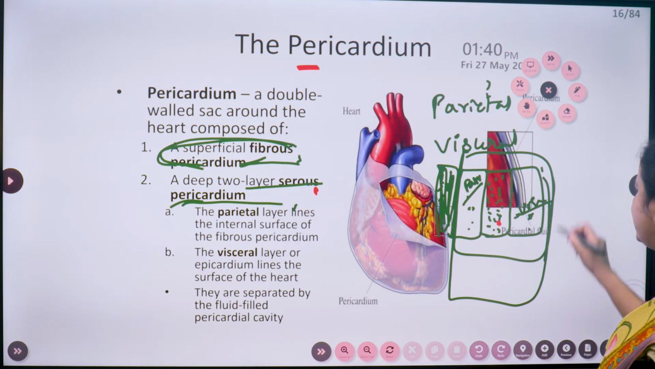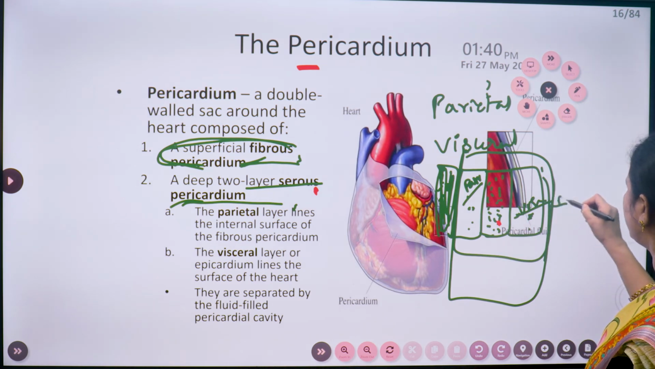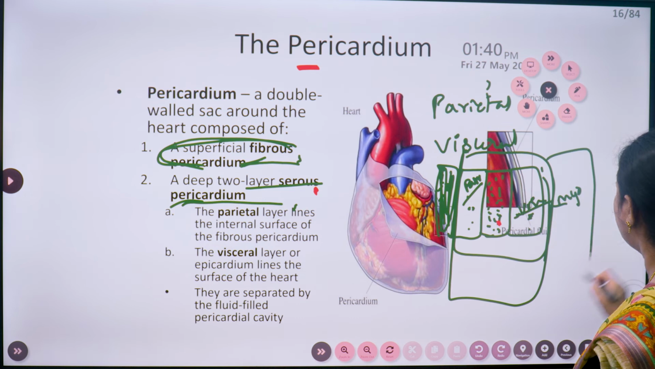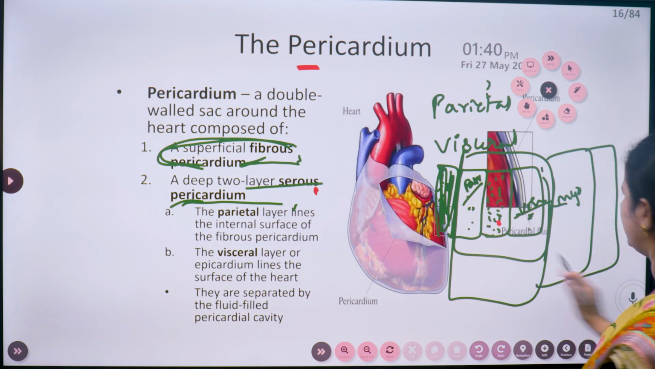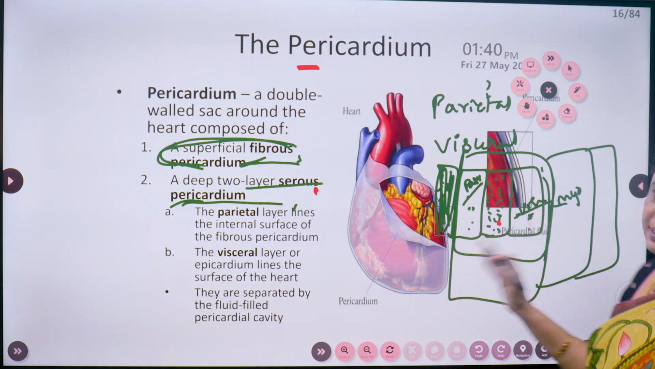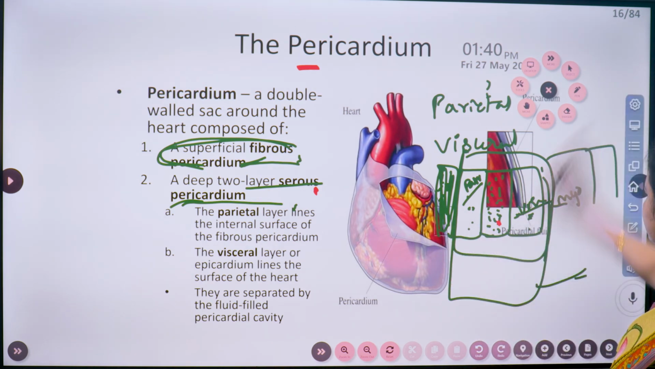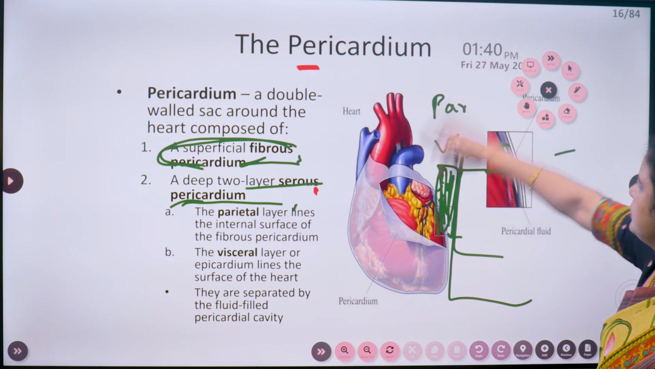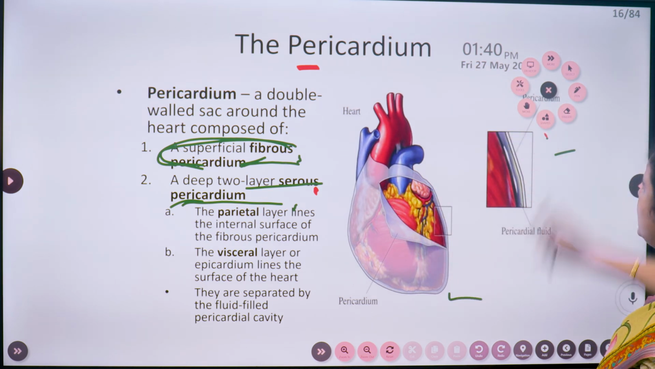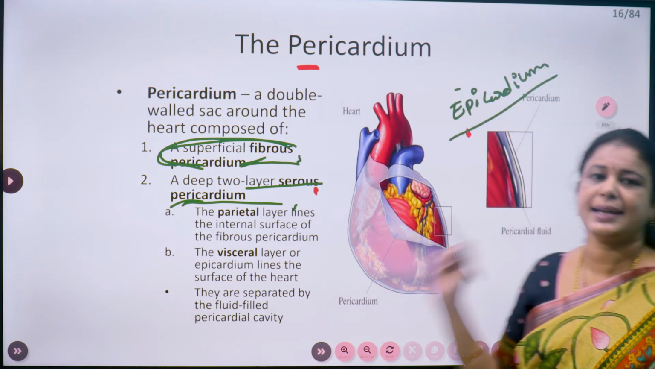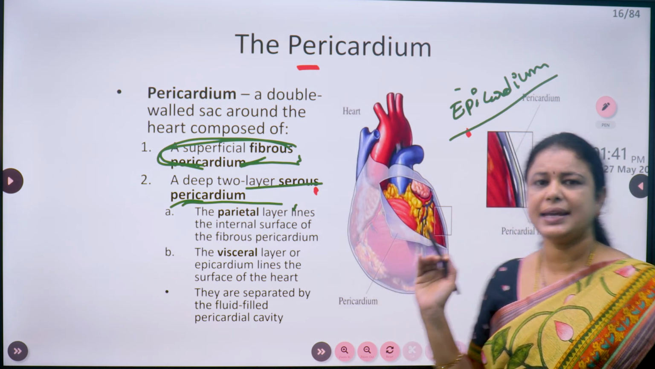After this layer we have the myocardium, and after this the myocardium and endocardium. So these are the complete covering layers of the heart. We can call the visceral layer of the heart the epicardium.